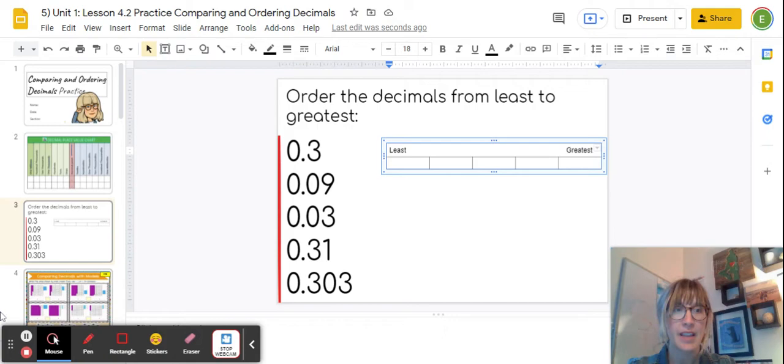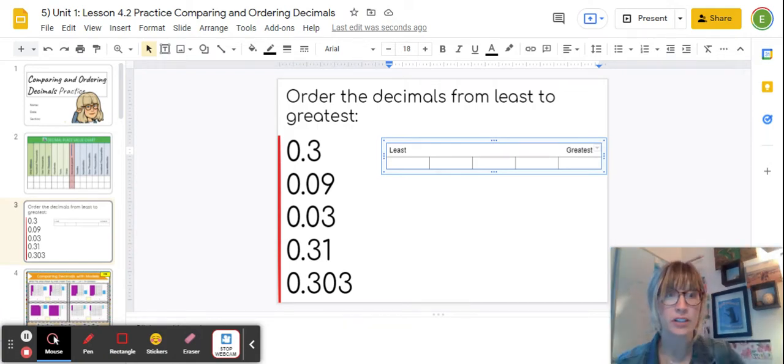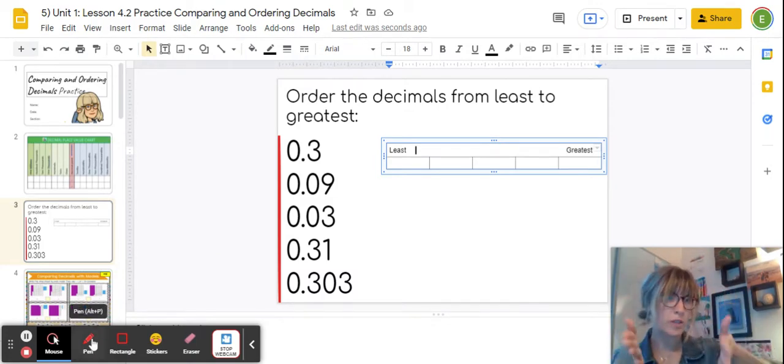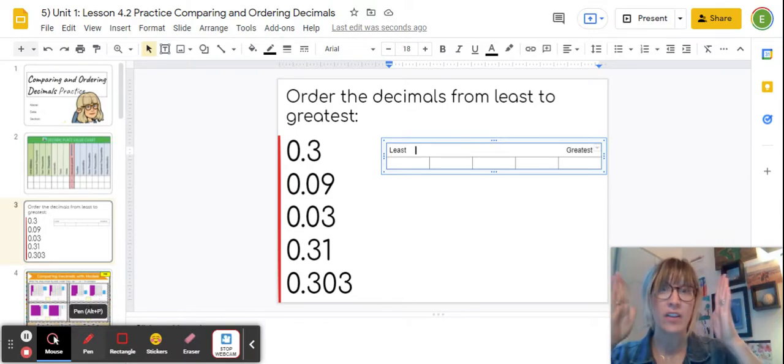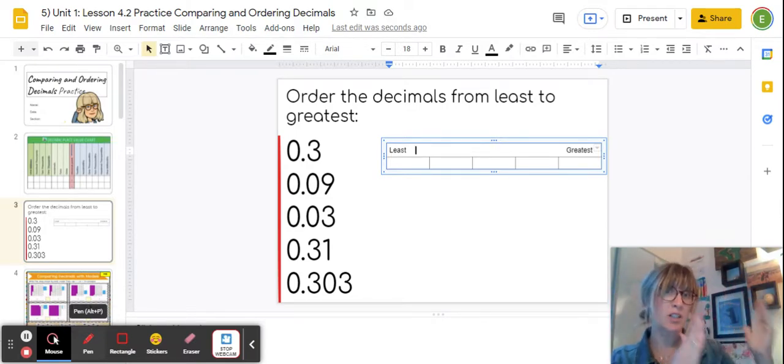Hey guys, so we are going to be ordering decimals here, and specifically, we're going to be ordering them from the smallest up to the biggest. When you do this, there is a strategy that I like to call using the tidy test. If you keep things nice and tidy, they're all in their own special little spot, right?